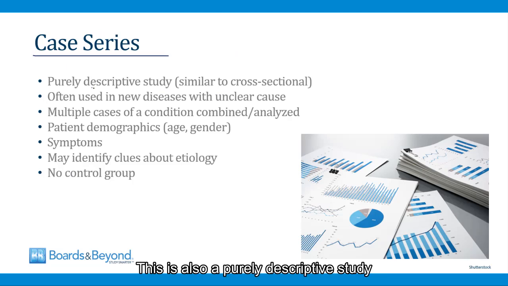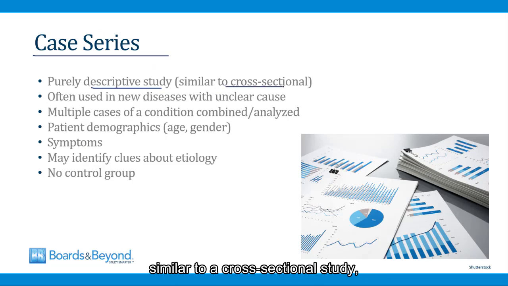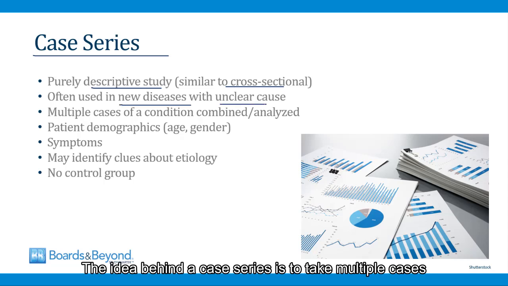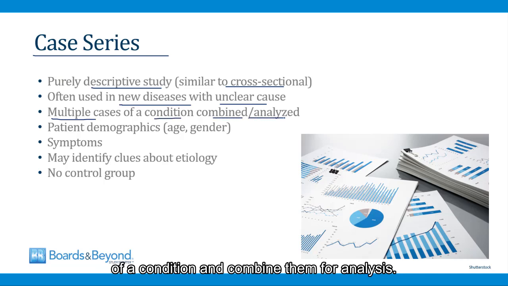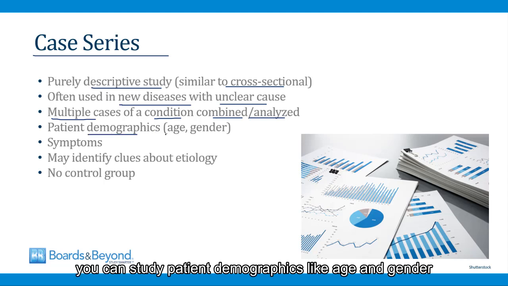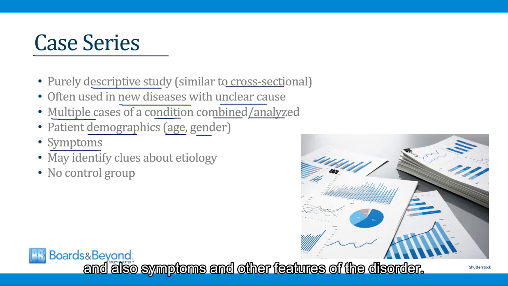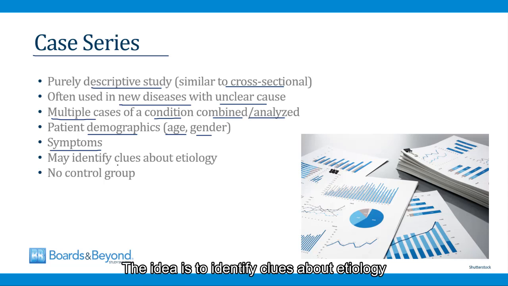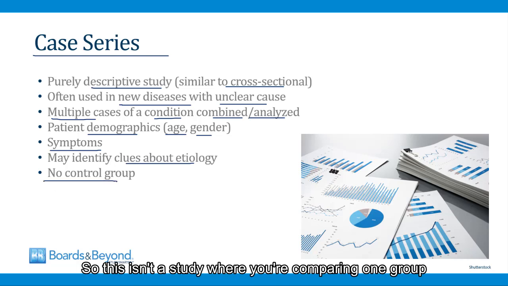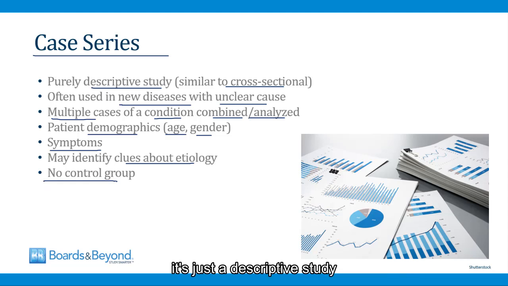Somewhat related to a cross-sectional study is a case series. This is also a purely descriptive study similar to a cross-sectional study, and it's often used when new diseases emerge that have an unclear cause. The idea behind a case series is to take multiple cases of a condition and combine them for analysis. And by looking at multiple cases together, you can study patient demographics like age and gender, and also symptoms and other features of the disorder. The idea is to identify clues about etiology by looking at the cases clustered together. And there's no control group, so this isn't a study where you're comparing one group to another. It's just a descriptive study of multiple cases pooled together.